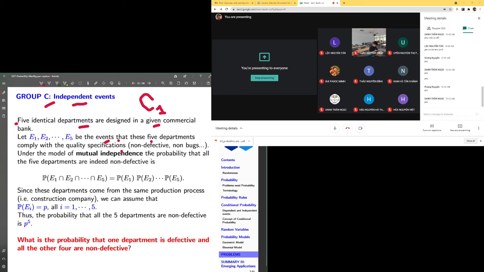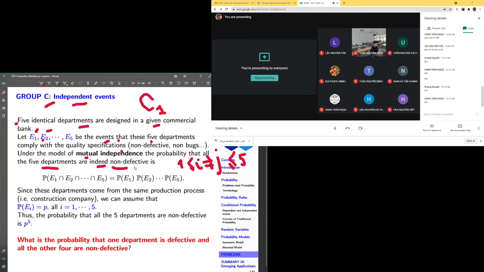So very clear, right? Then you want to compute the probability that all the 5 departments really get good quality. I mean, they do not consist of any defects. Okay, good. That means no defect. So that means the first one is good, measured by this number.